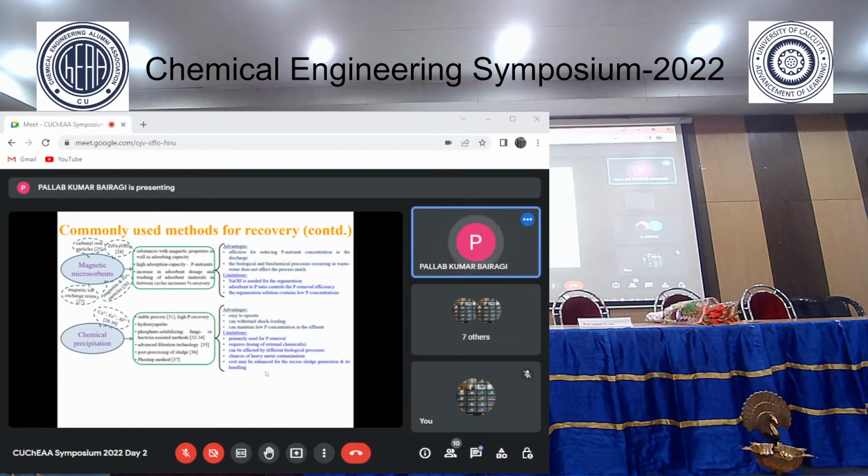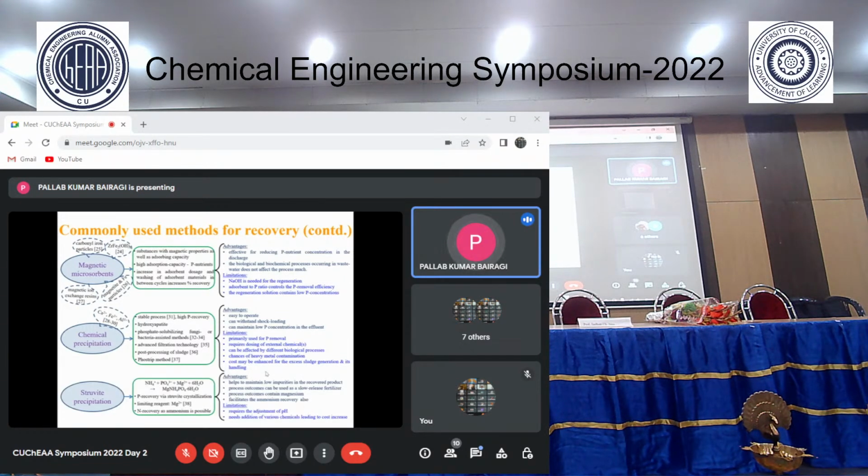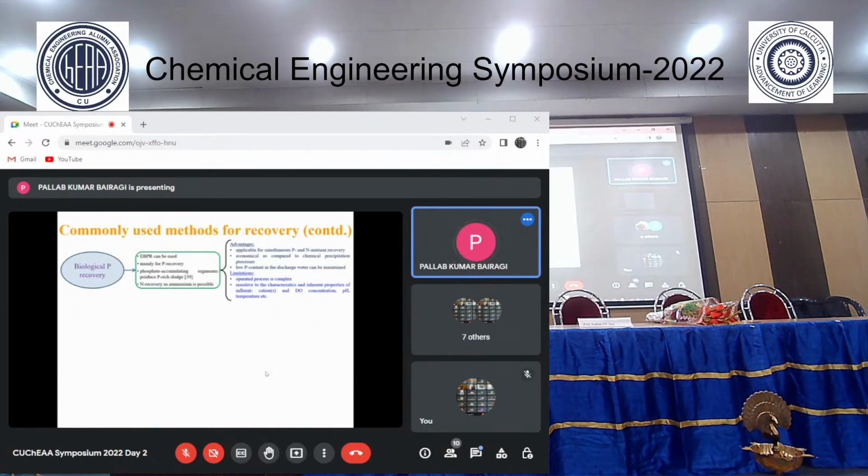Chemical precipitation is also useful for P nutrient recovery. Struvite precipitation allows P recovery as well as nitrogen recovery as ammonium. In this, magnesium 2+ plays the role of limiting reagent, and the solution with phosphate and ammonium ion can lead to struvite precipitation. Otherwise, ammonium should be added from the outside also.